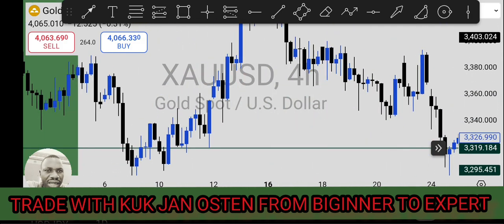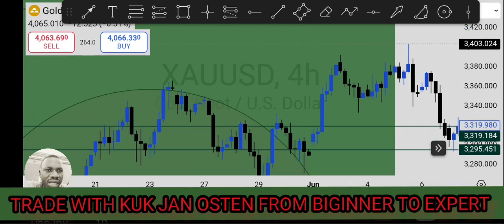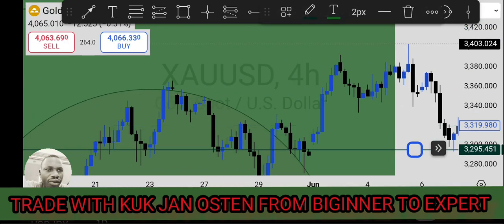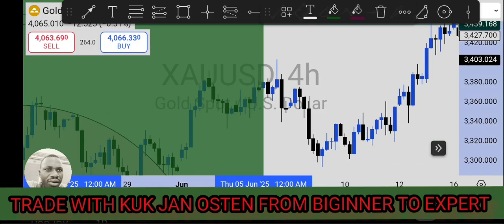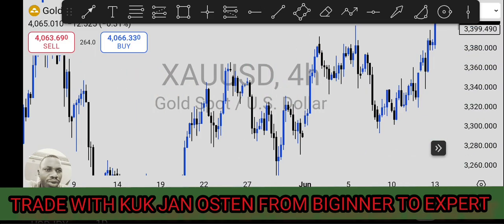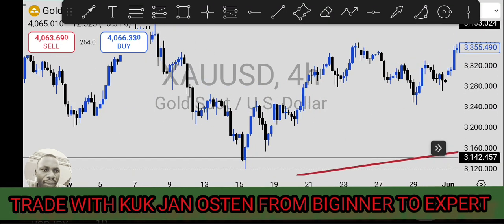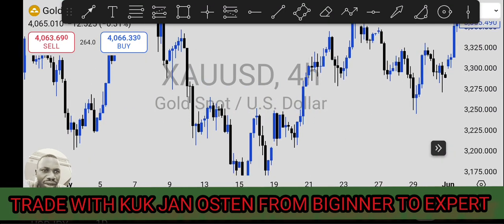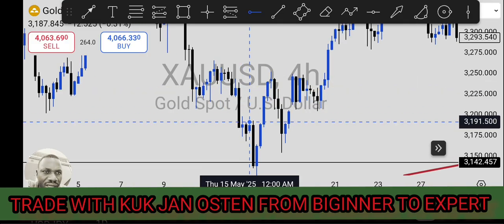So in that uptrend, we only look for the bullish candles. Okay, guys, that's what we look for: the bullish candles. At this point, we can see our candle closing above, so we only wait for the candle to break above this point. Let's see the candle breaking above this point.